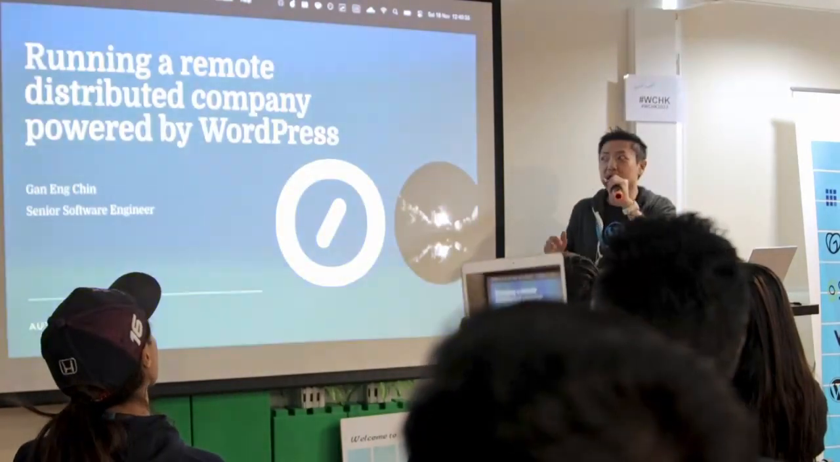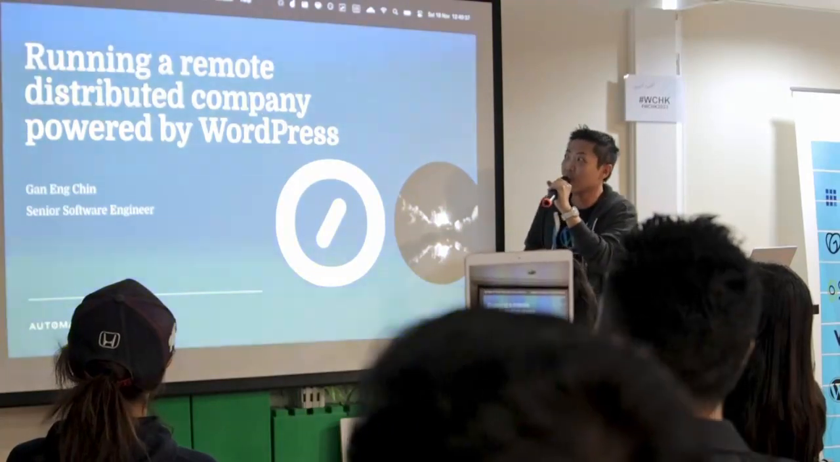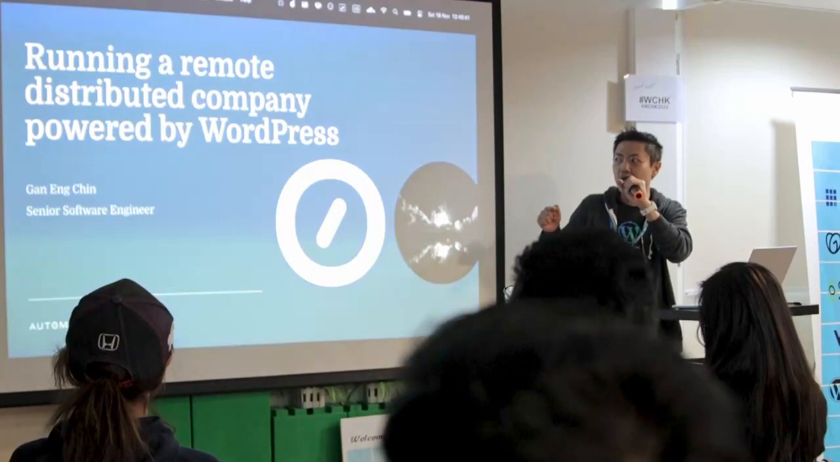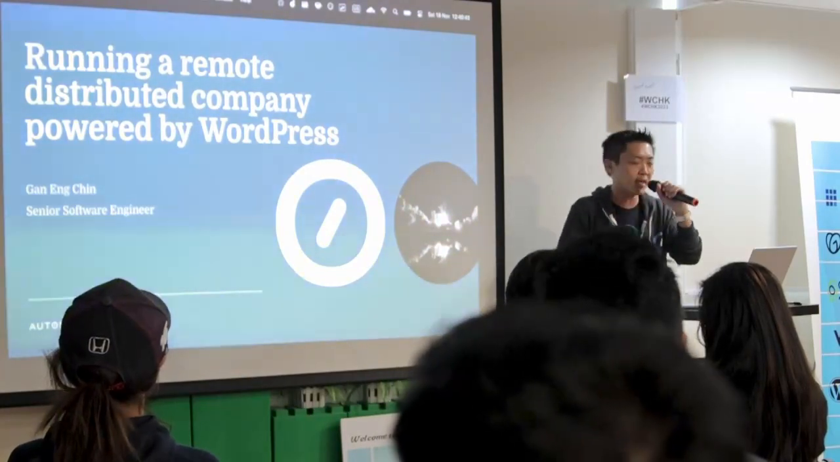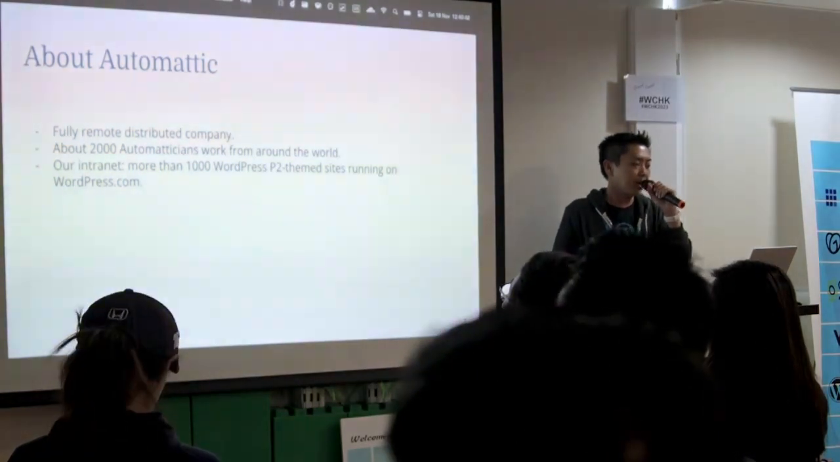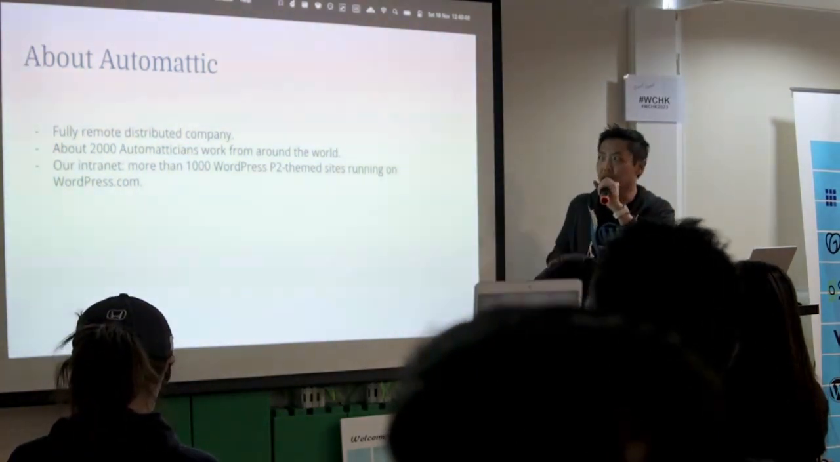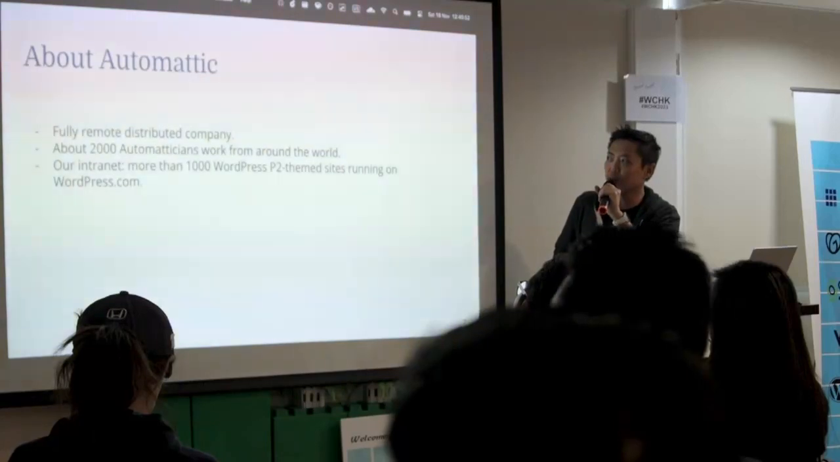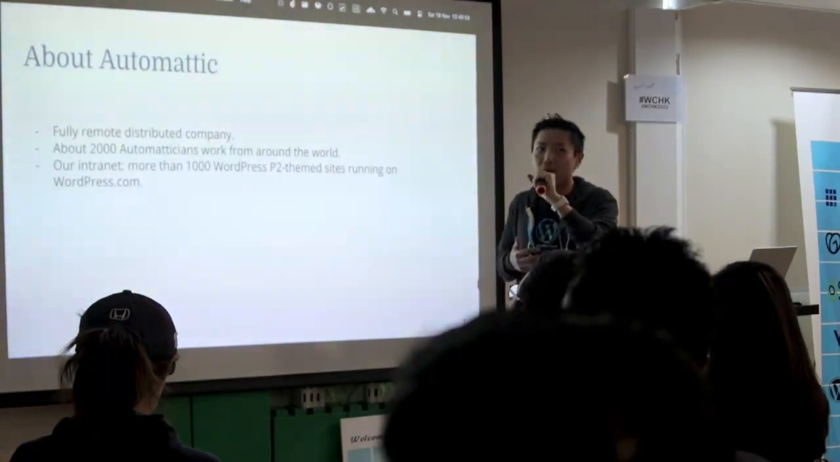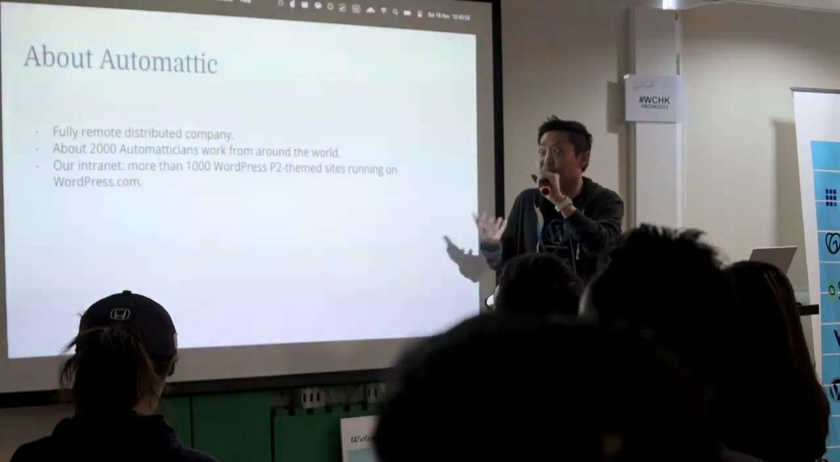And so this is the title of my lightning talk today: Running a Remote Distributed Company Powered by WordPress. My name is Gan. I'm a senior software engineer. I work with Automattic. So a little bit of background about Automattic. Automattic is a fully remote distributed company. We have about 2,000 Automatticians working from around the world, and we have our own unique intranet system.